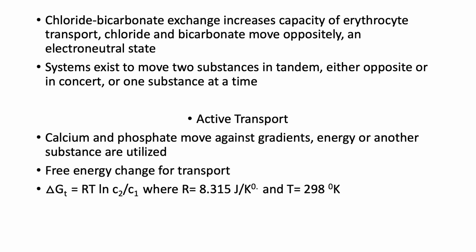You can have two substances move in tandem, either oppositely or in concert, or one substance at a time. For active transport, examples of this are calcium and phosphate. These move against gradients, and you have to utilize energy or another linking substance to effect the transport of calcium and phosphate against gradients. The free energy change for the transport, the Gibbs energy, is equivalent to the gas constant times temperature in Kelvin, times the natural log of C2 over C1. And R is, again, 8.315 joules per Kelvin per mole, and the temperature is 298 Kelvin.